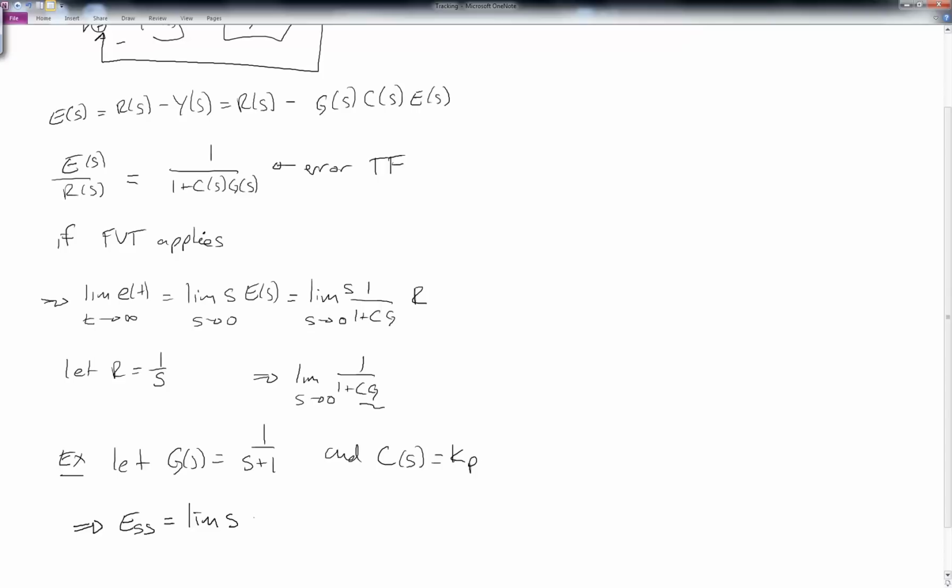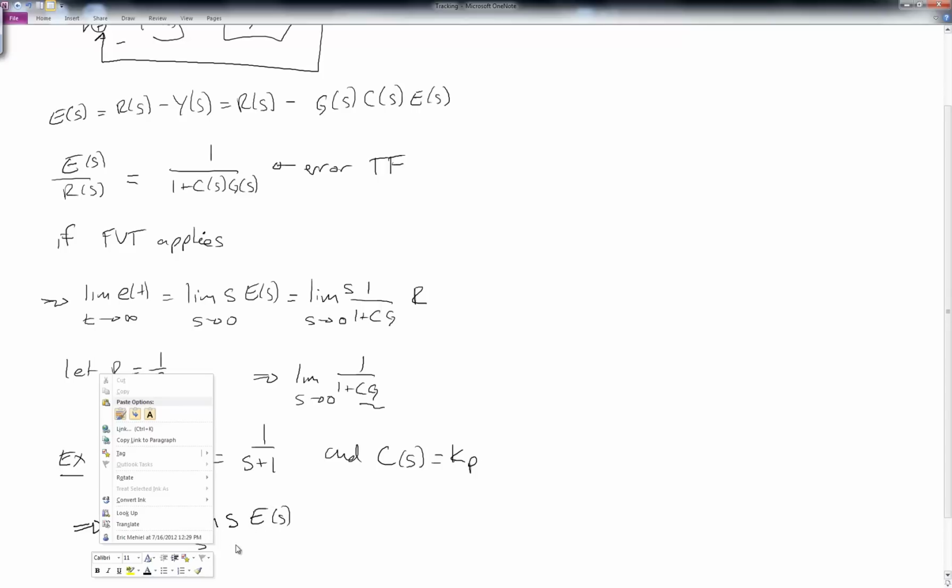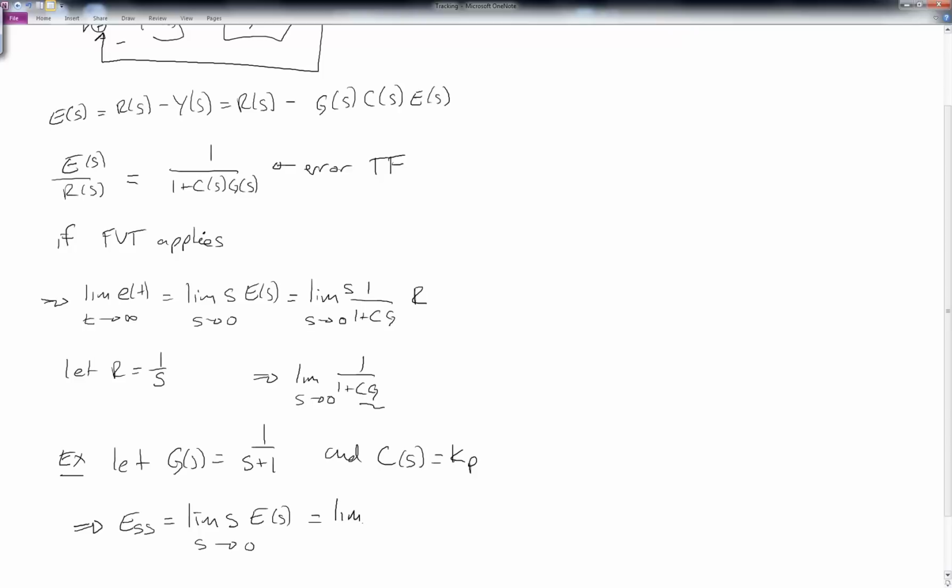of s times the error transfer function, all as s goes to 0, is equal to the limit of s times 1 over 1 plus Kp times 1 over s plus 1. And here we're going to let R(s) be 1 over s, as s goes to 0.